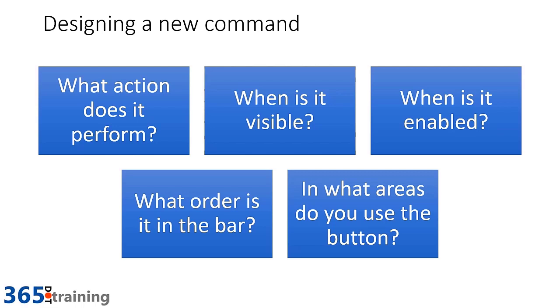And even more importantly, what order is it in the bar? Because if it's something the user uses all the time, you want to make sure it's further to the left side of the bar, easier to access. And if it's something not used as frequently, make sure to move it to the right side so that it can go into the overflow if there's not enough space or there's too many buttons.